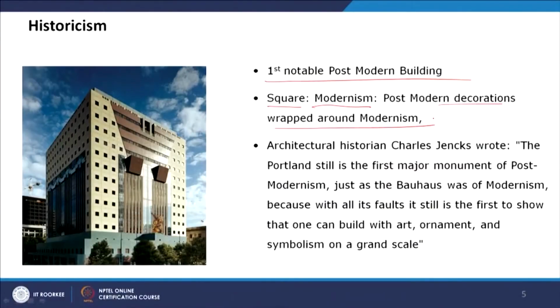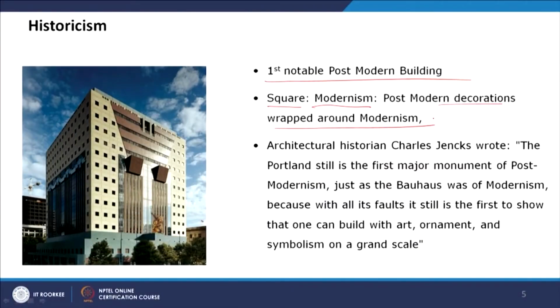In the modernist movement, we have seen the cladding was avoided and pure material and pure color were there. But here, if you look at the cladding, different kinds of textures and materials are there, and a lot of different lines and things are happening on the facade. Inside, the building is a cuboid, but the facade treatment makes the building very postmodern in nature. The postmodern decorations are wrapped around the modernism.